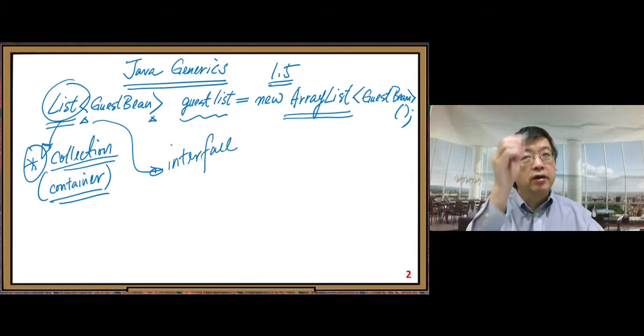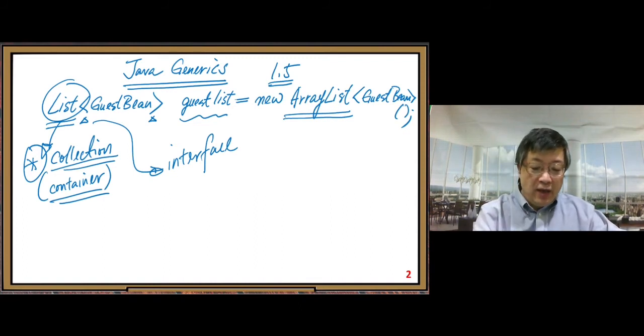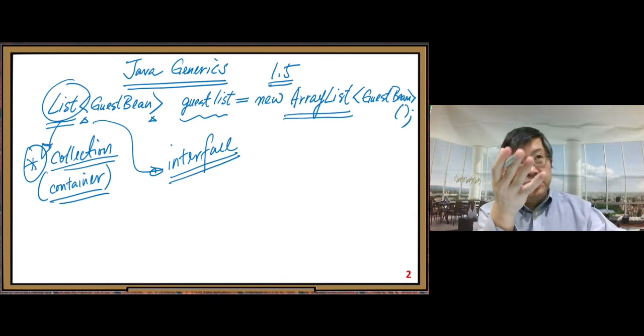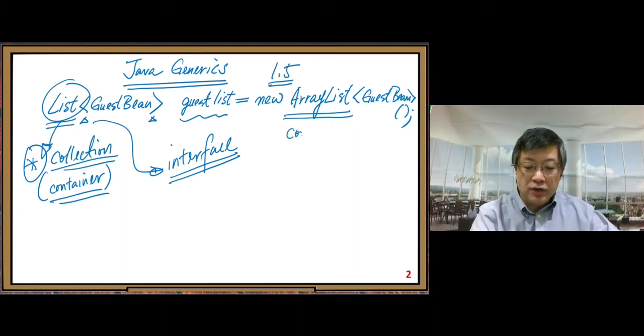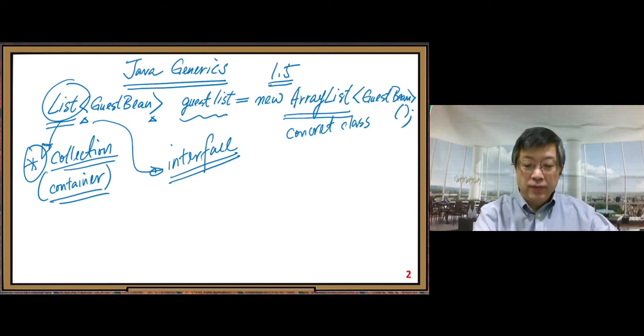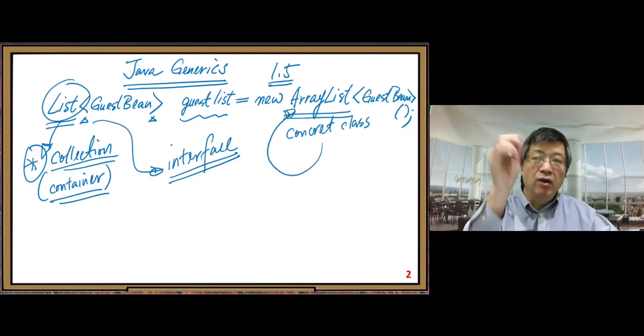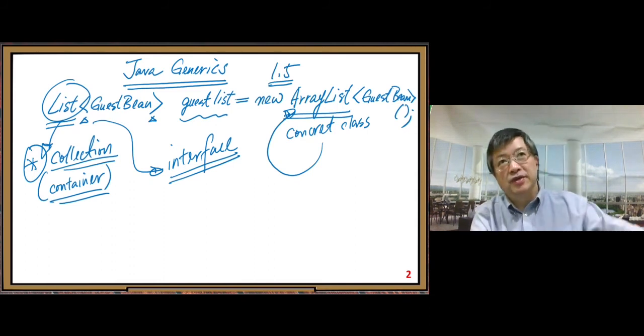It is not a class. It is an interface. We know that for an interface, there is no constructor. So in order to construct an object of this interface type, we have to use a concrete class that implements this interface. So this ArrayList is a concrete class that implements this List interface. So that's the first thing.